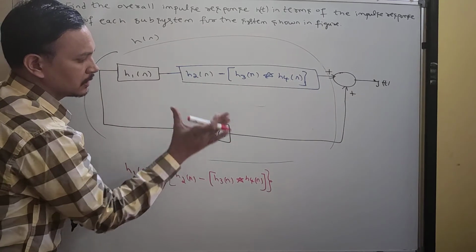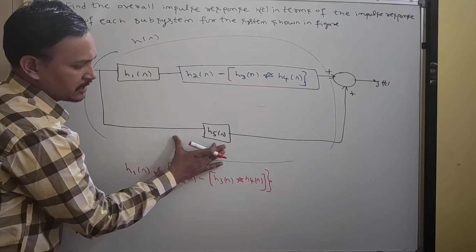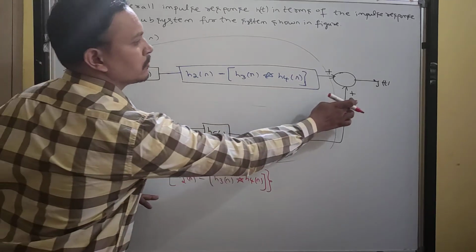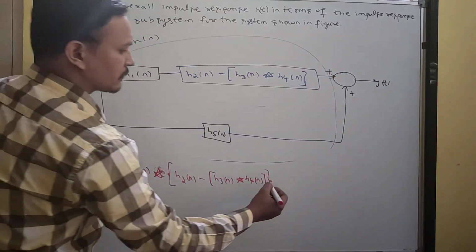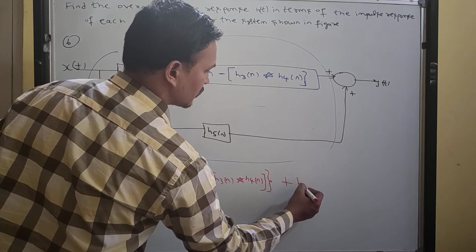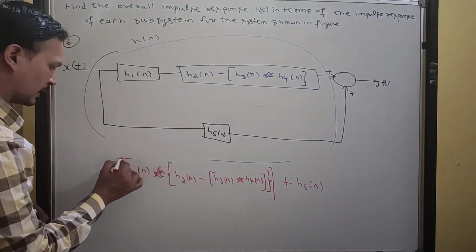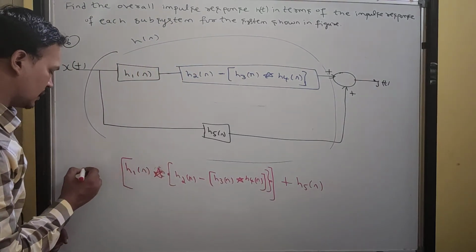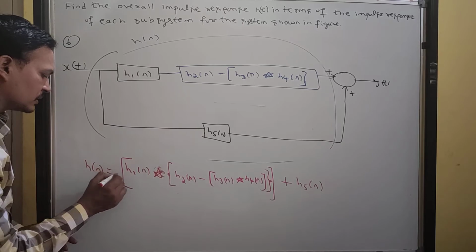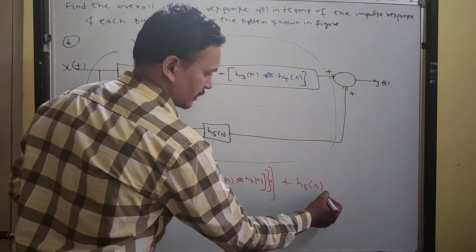Now that gets in parallel with H5 of n. So what is the symbol? Both are pluses there. So therefore you can write plus H5 of n. You can take one big bracket. This is the overall response H of n equation.